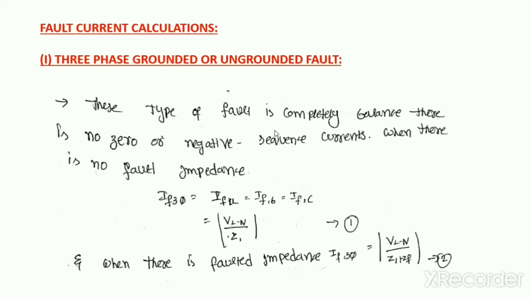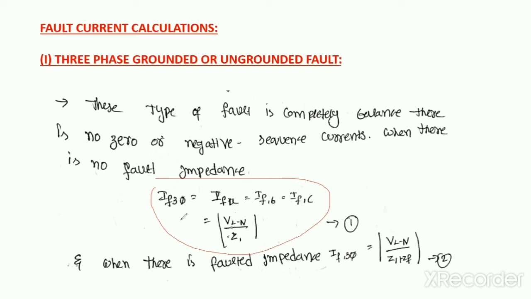Suppose there are zero and negative sequence component currents, therefore there is no fault current. If there is no fault current, what is the formula for the fault current IF three phase? IF three phase is equal to IA, the fault current at A phase, the fault current at B phase, and the fault current at C phase. These three phase currents are equal, and there is no fault impedance.